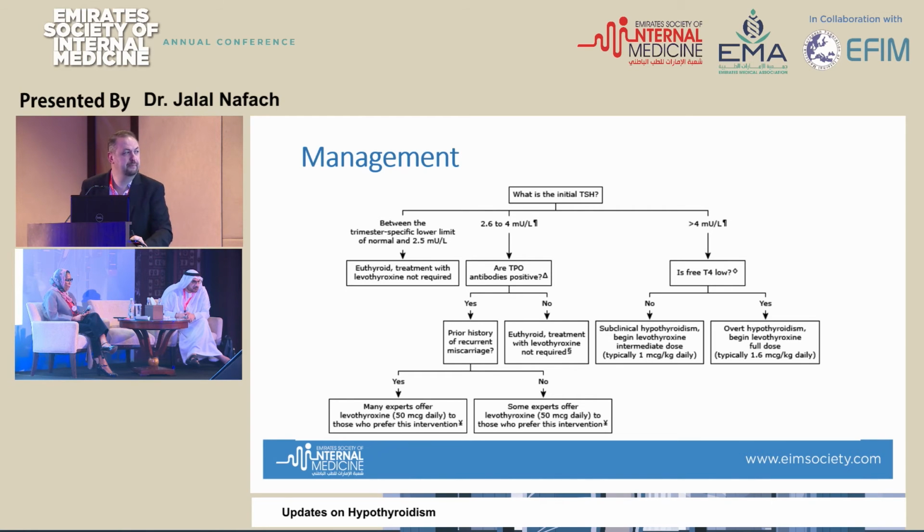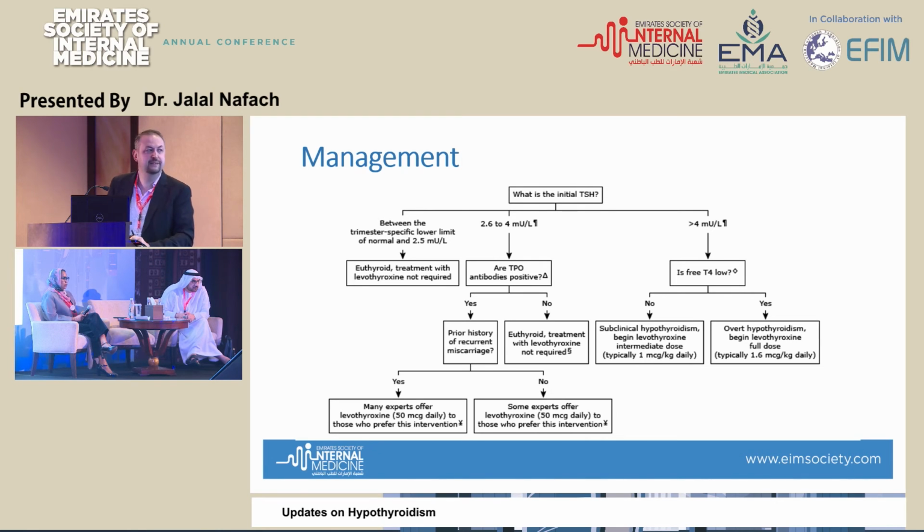And how am I going to treat the patient? You can start a small dose, maybe 50 microgram. All right? So if the TSH is 2.6 to 4 with positive antibody, treat with 50. If the TSH is 2.6 to 4 with negative antibody, you have a choice of no treatment, or you have a choice of treatment. Again, you sit with the patient, you explain to them the benefit and risk.